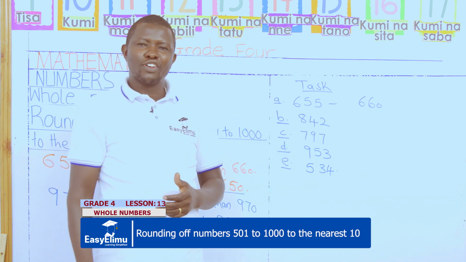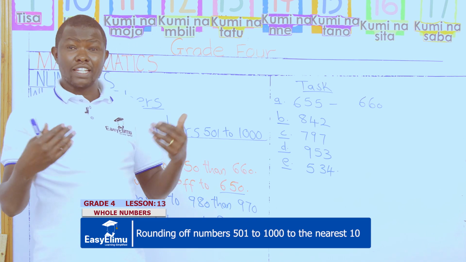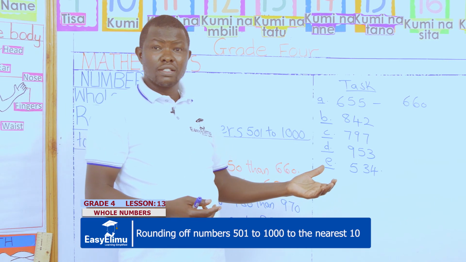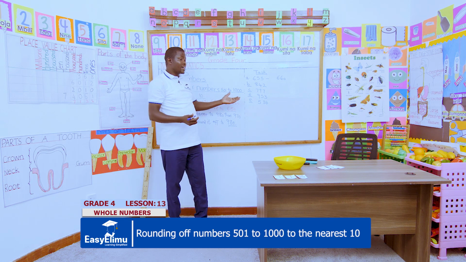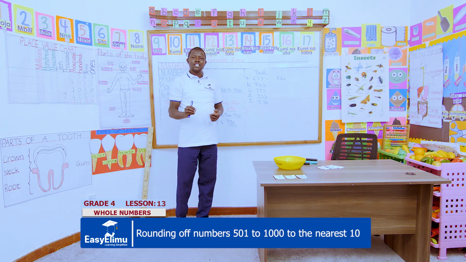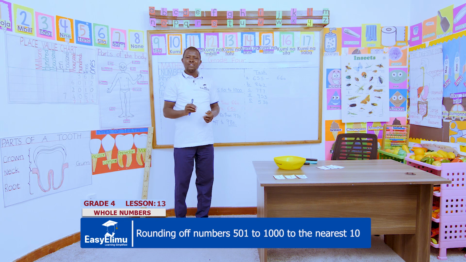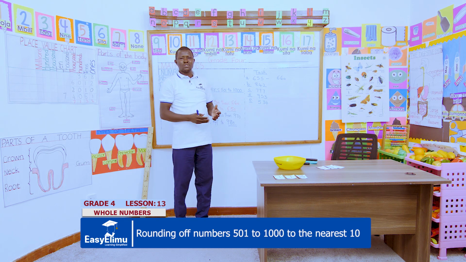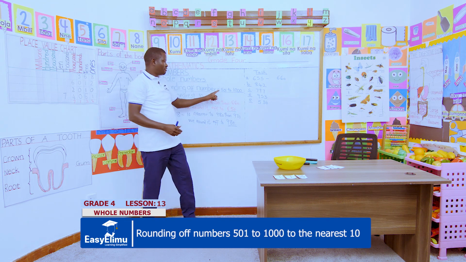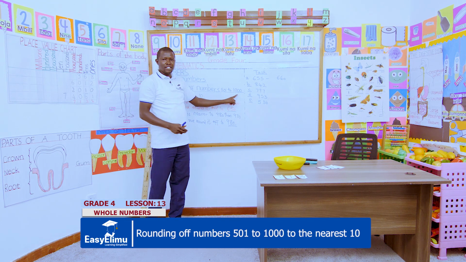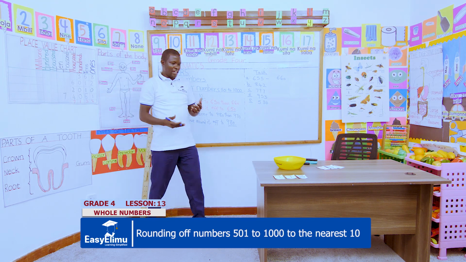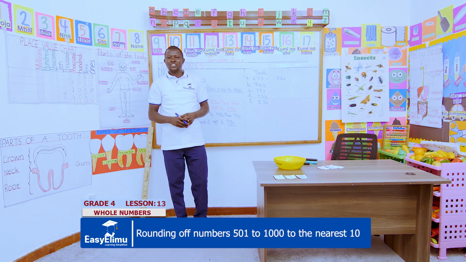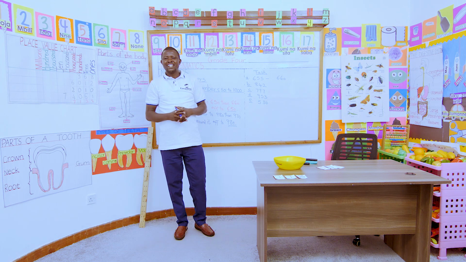An extended activity for us to do as we reflect on how we work on numbers and write them as whole numbers to the nearest tens. Ask your parents and your siblings to assist you to come up with as many numbers as you can, from 501 to 1000. Round them off so that you can be familiar with the activity for today. That makes the end of our lesson for today.